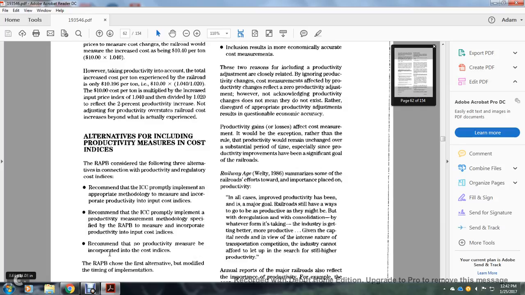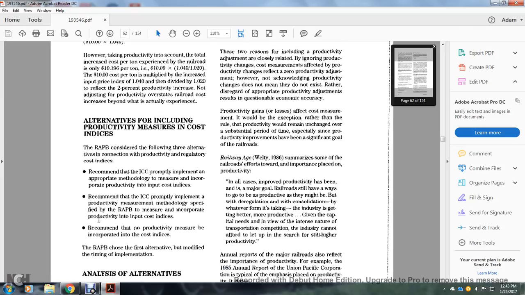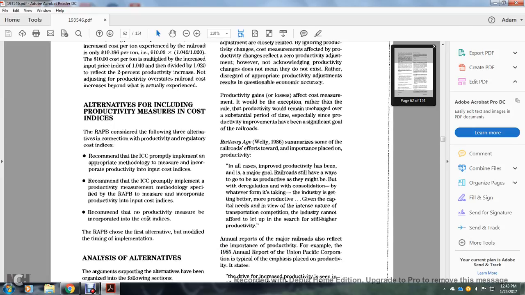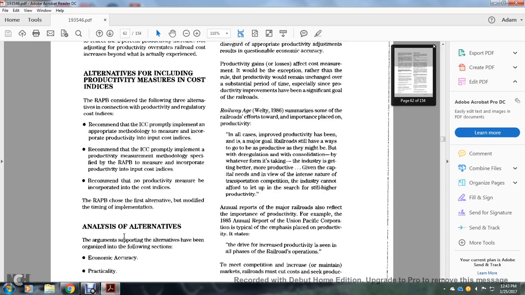Alternatives for including productivity measures in cost indexes: the Railroad Accounting Principles Board considered the following three alternatives in connection with productivity in regulatory cost indexes. One, recommended that the Interstate Commerce Commission promptly implement an appropriate methodology to measure and incorporate productivity into input cost indices. Two, recommended that the Interstate Commerce Commission promptly implement a productivity measurement methodology specified by the Railroad Accounting Principles Board for incorporating productivity into the input cost indexes. Three, recommended that no productivity measure be incorporated with the cost indexes. The Railroad Accounting Principles Board showed that the first alternative must be modified at the time of implementation.